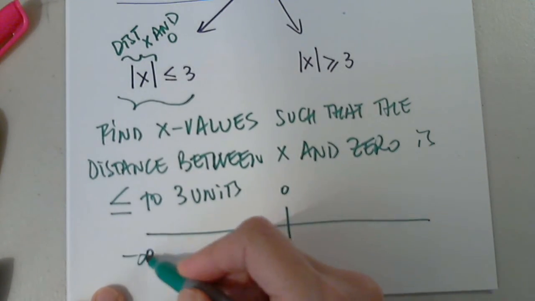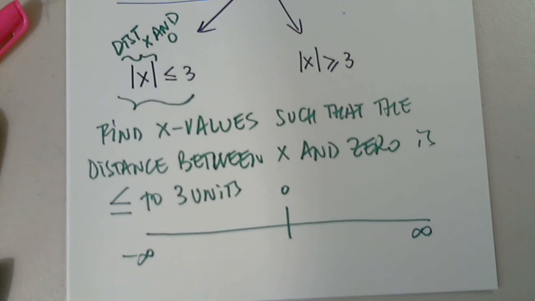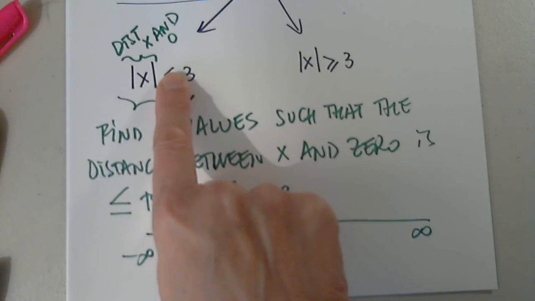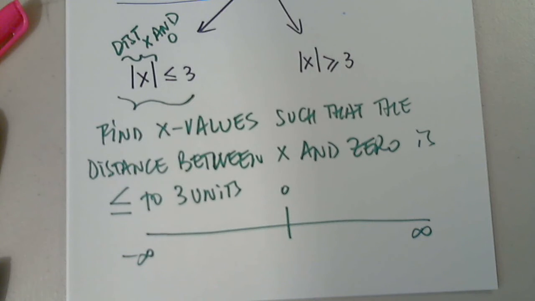This is 0 in the middle, negative infinity, positive infinity. And if this were an equal symbol, how many solutions will you have if this is an equal symbol?